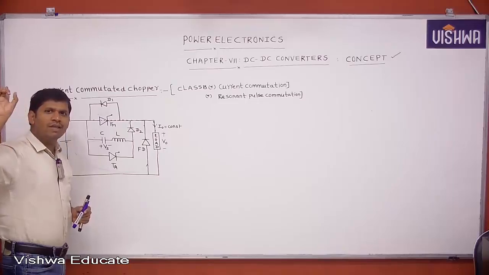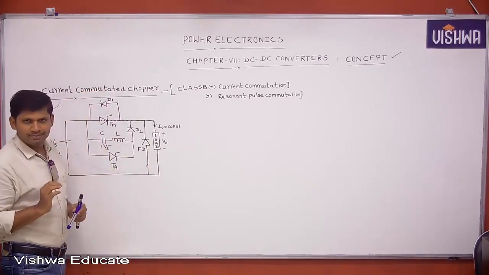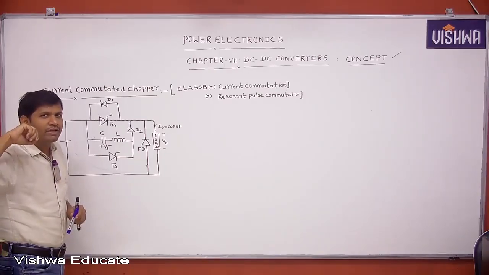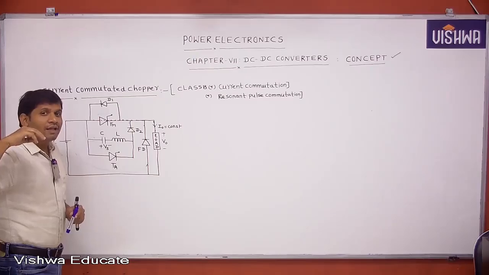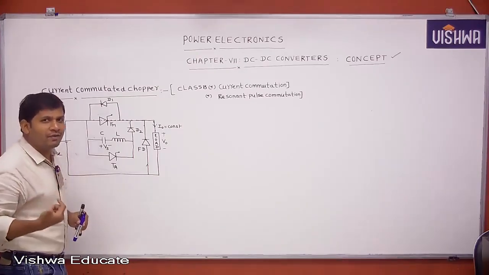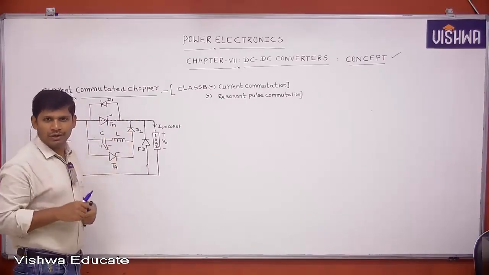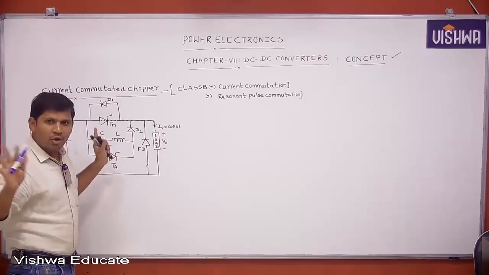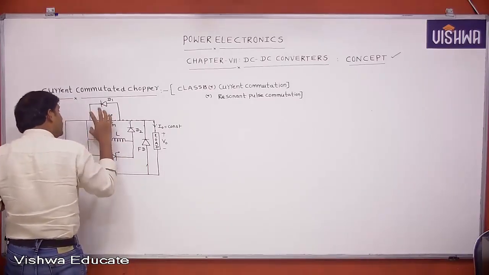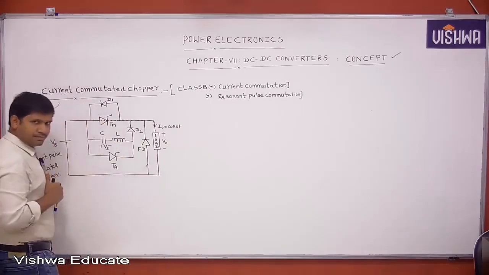Whatever drawback is there in the voltage commutated chopper can be overcome by using this chopper. Because when the main thyristor is triggered in the voltage commutated chopper, instantaneously it is carrying two currents: one is the capacitor current and the other one is the load current. But here the main thyristor is carrying only load current. Yes, that drawback is overcome. But the purpose of using this circuit is how this circuit will turn off this thyristor. That concept I want to explain.